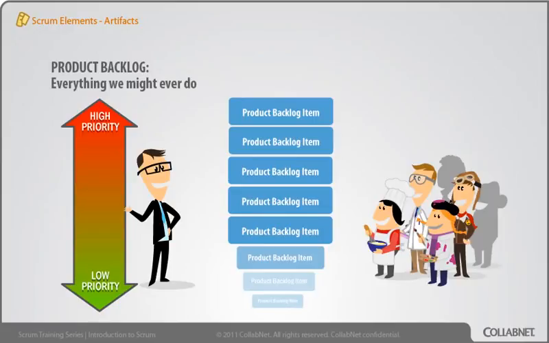A well-formed product backlog does not contain tasks, only well-formed product backlog items, or PBIs, which might be written in user story form or maybe use case scenarios. Force ranked means there's only one thing in the top position. Getting organizations to do this is usually a breakthrough.